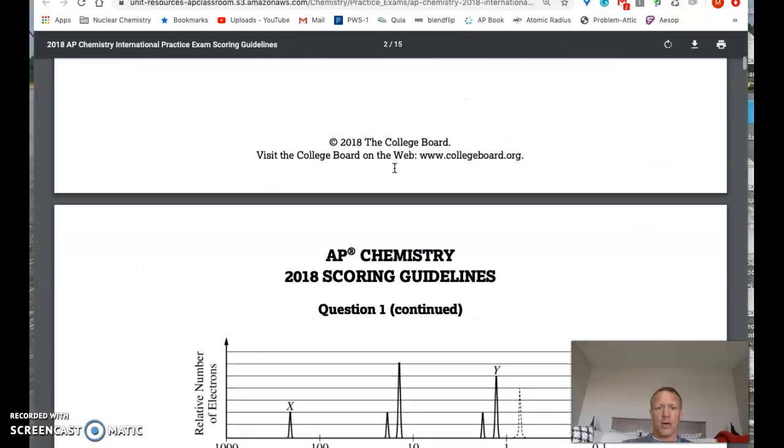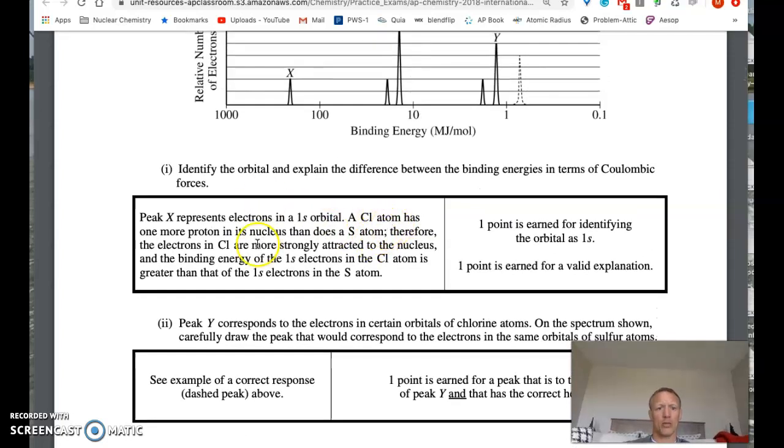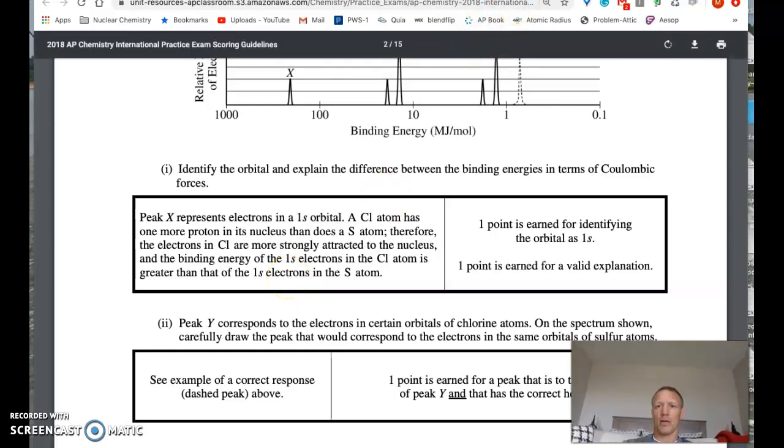So read here, peak X represents electrons in the 1s orbital. A chlorine atom has 1 more proton in the nucleus than a sulfur atom. Therefore, electrons in chlorine are more strongly attracted to the nucleus. And the binding energy of the 1s electron in the chlorine atom is greater than that of the 1s electron in sulfur. Again, fairly easy, I think.